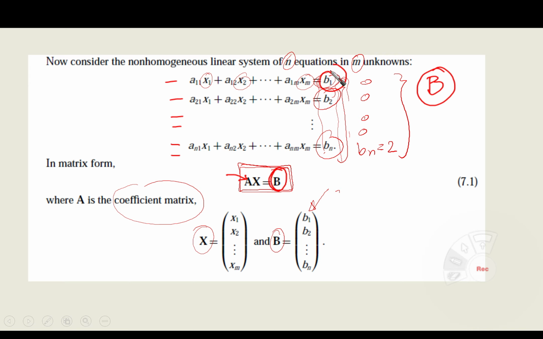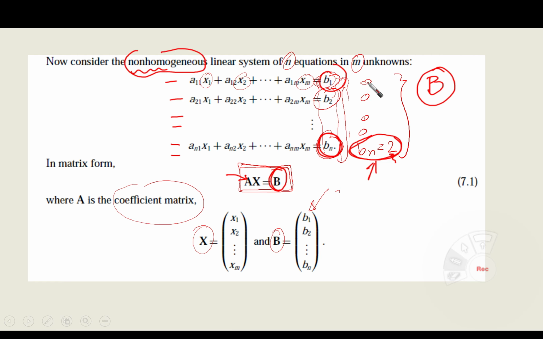On the right hand side, the system is going to be called non-homogeneous if the right hand side has at least one value not equal to 0. So for example, if b1, b2, b3 are all zeros, and only one of these entries has a value, which is 2, for example, different than 0, in this case we say that this system is non-homogeneous.